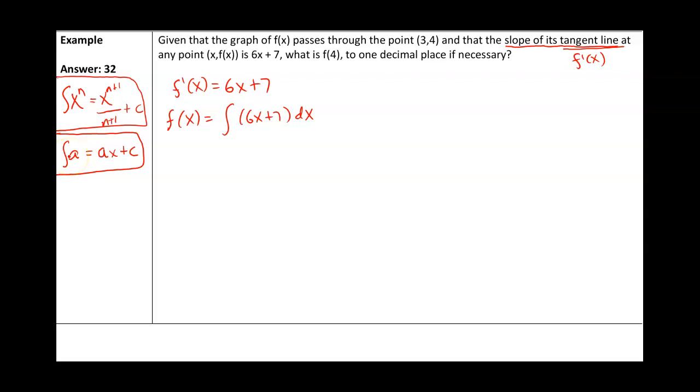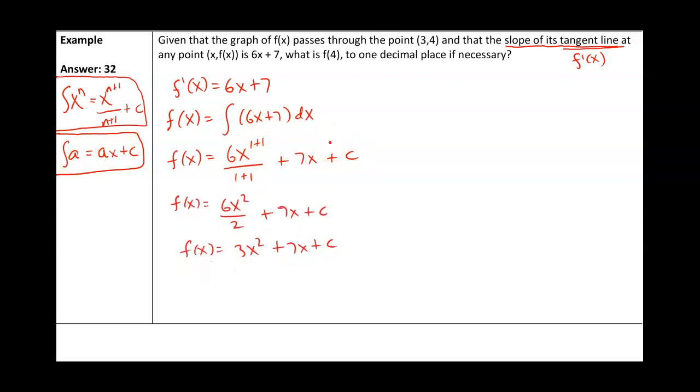All right, and then we are now going to take the integral of this. So we have 6 times x to the 1 plus 1 over 1 plus 1. So your n value is 1. So we have the 1 plus 1 over 1 plus 1. 7, according to this, is going to be 7x plus c. So if you simplify this, we get 6x squared over 2 plus 7x plus c. And then 6 over 2 is 3. So we're going to get f of x equals 3x squared plus 7x plus c.